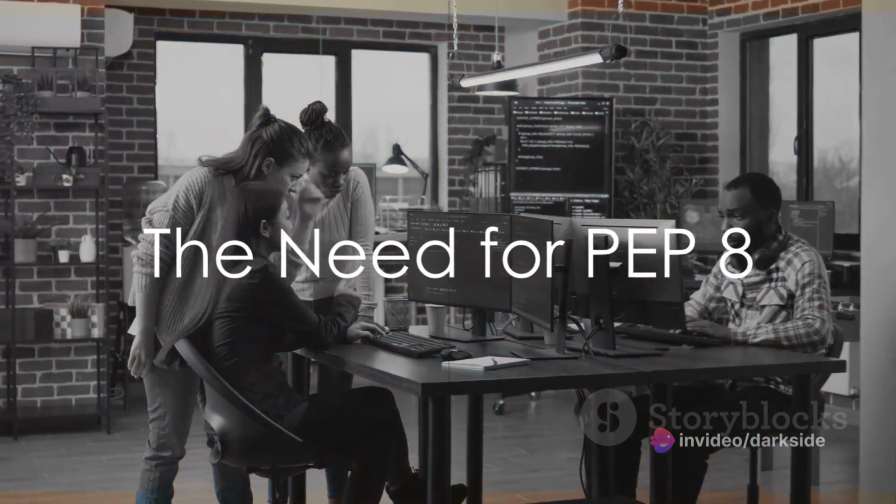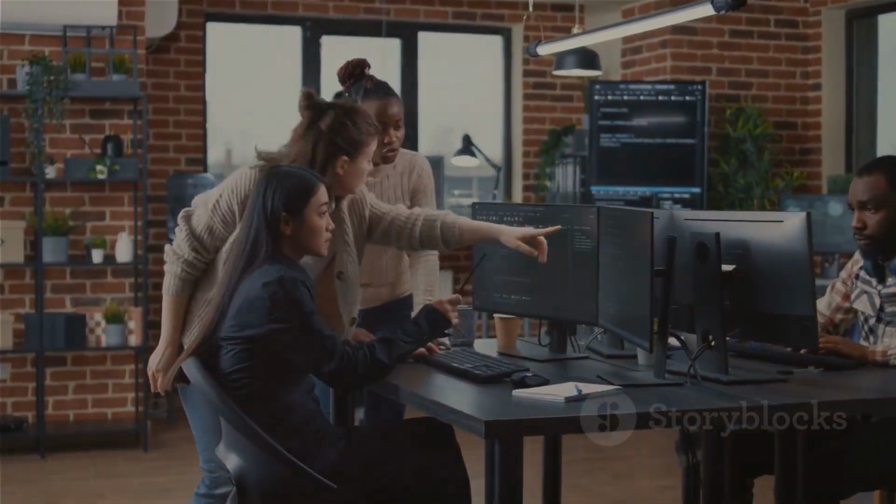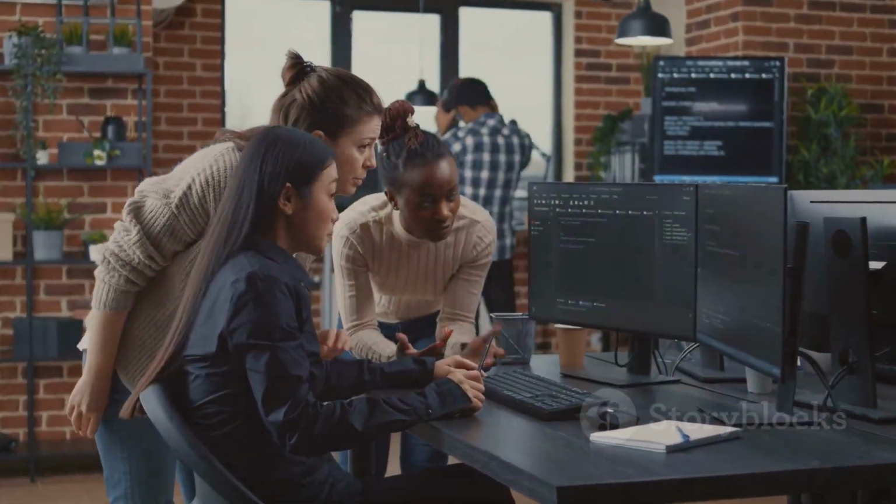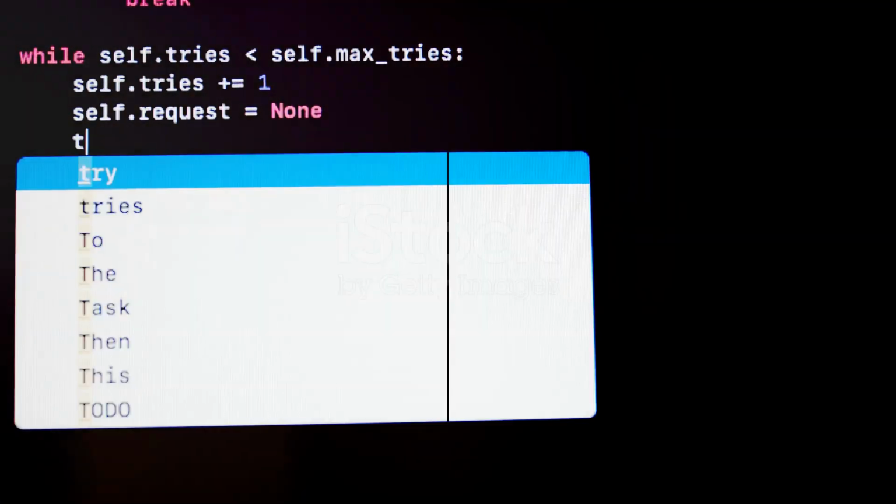Picture this. You're part of a team of Python developers, and each one of you has a unique style of coding. It's like having a team of authors, each with their own distinct voice. Now imagine trying to read a book written by all these authors, each chapter in a different style. Sounds confusing, right? This is where PEP 8 steps in.